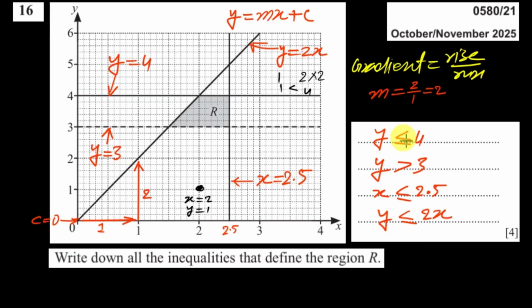So we have written these four inequalities. This is how, if a problem based on inequalities is given like this, with a region enclosed by different boundaries, we can define the region with the help of these inequalities.